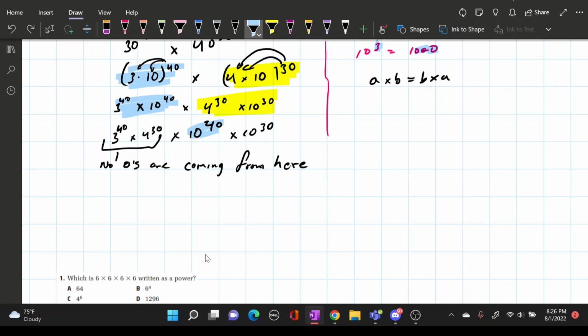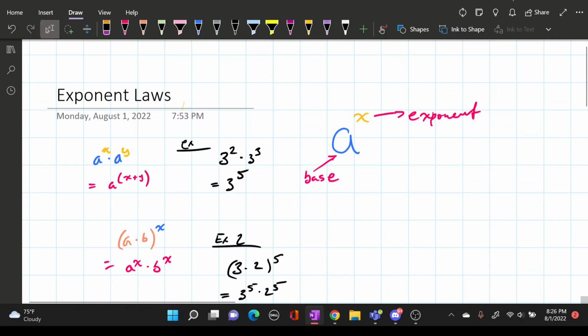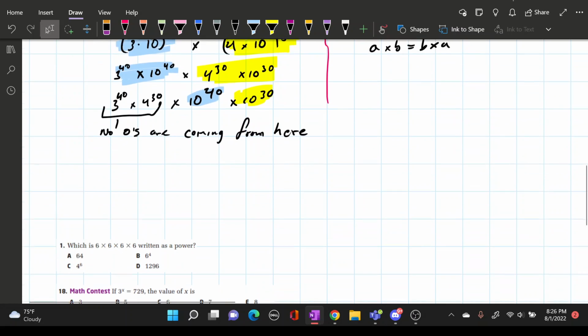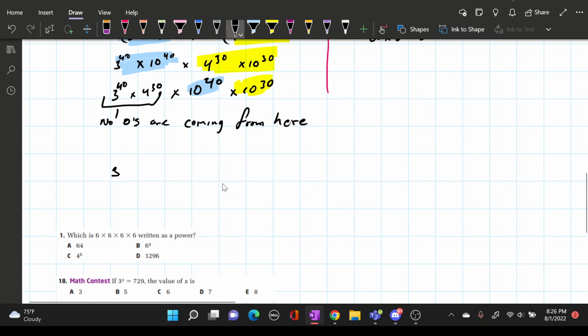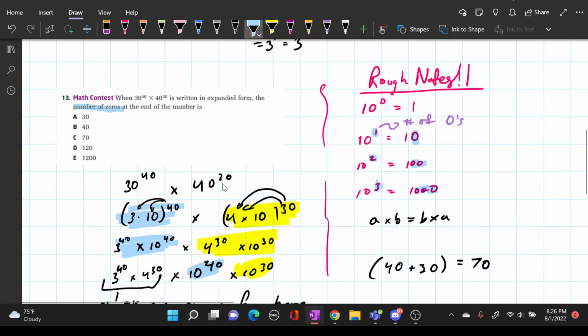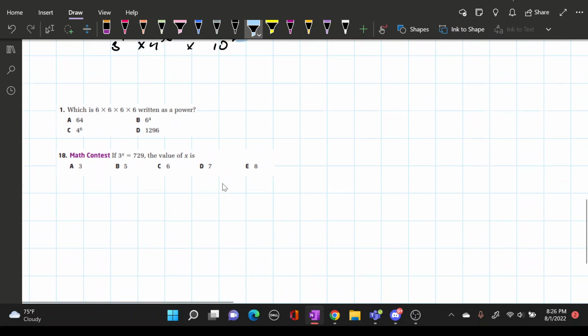So our 10 to the 40 is a blue and 10 to the 30 is a red. So we can combine these two using our exponent rule 1, I believe. And using exponent rule 1, we can see that we have 3 to the power of 40 times 4 to the power of 30 times 10 to the power of 70, because we do 40 plus 30. 40 plus 30 equals 70. And we can see that the answer should be 70. So if we scroll up, we will select option C, 70, and that's the right answer.